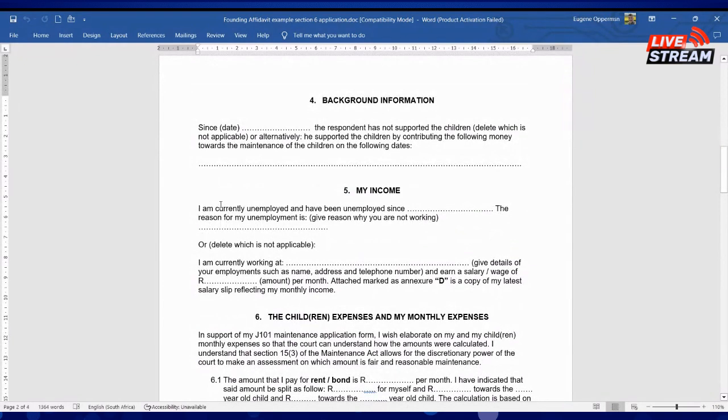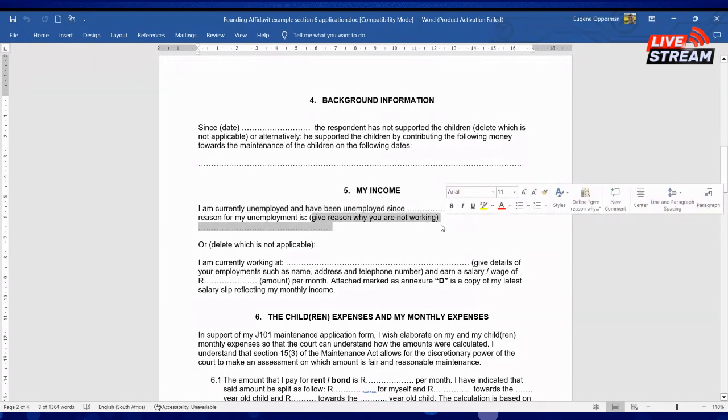You can state here you are currently unemployed, because the court might not know that. Remember, the court does not know you. They do not know you. So you have to present as much facts and information to the court for them to make a proper assessment. So there you can say that you're currently unemployed and you have been unemployed since the date, and the reason for your unemployment is, and then give a reason why you are not working.